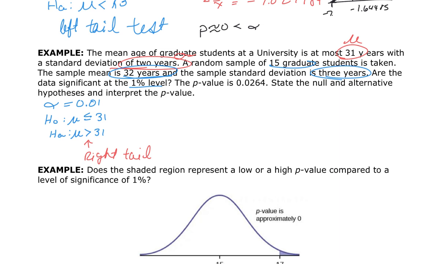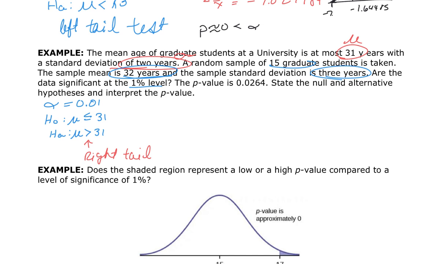And again, I'm given sigma, so I'm going to put in my alpha. This time my alpha is 0.01. My mu is 31. My x bar is 32. My sigma is 2. My sample standard deviation is 3. My sample size, how many pieces do I have? Oh, they're actually giving me the p-value. Well, we're still going to do it anyways. The sample standard deviation is 3, and I actually have 15 graduate students, so I have my n.